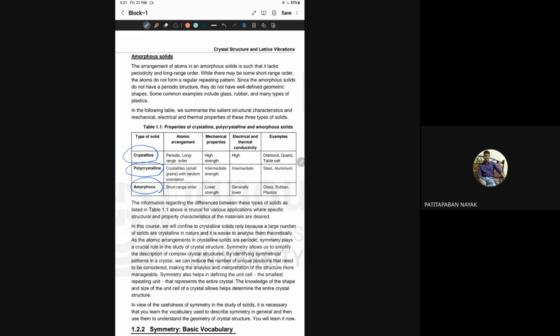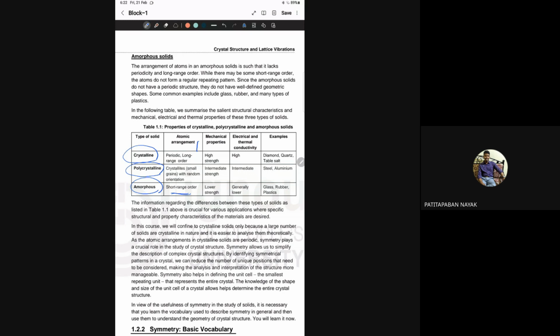Atomic arrangement wise, crystalline has periodic and long range order. And amorphous is short range order. So this is long range order, this is short range order. And polycrystalline is somewhat in between, but the important factor is it will have something called grains, small grains. So in one grain, there is ordering, but these small grains will be randomly oriented. So crystallites, which are small grains.